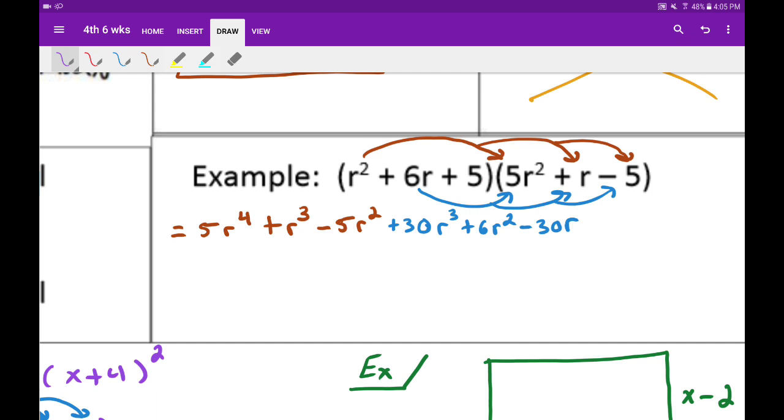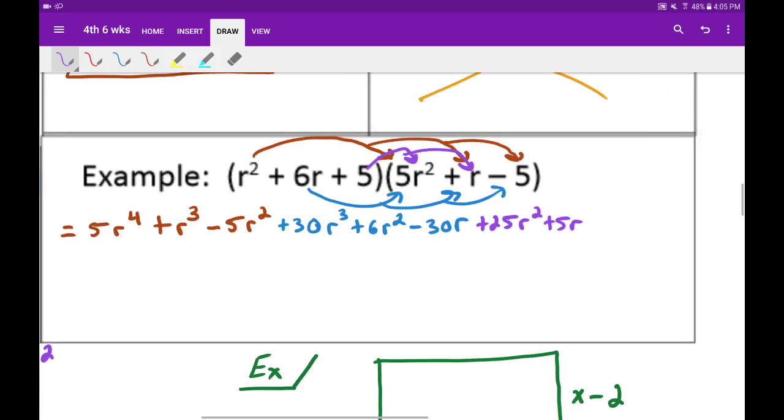So got to do it 3 times. So here's 5 times 5r squared, which is going to be 25r squared, and then 5 times r, which is plus 5r, and then 5 times -5, which is a -25.